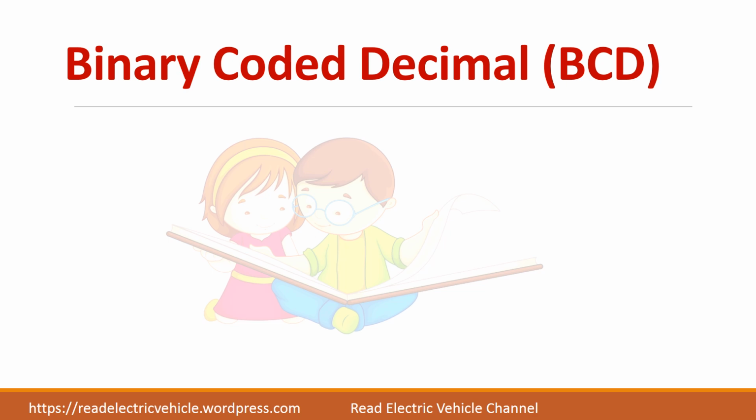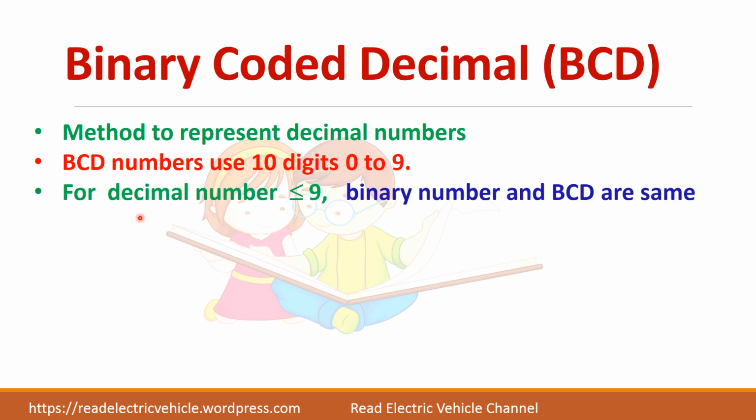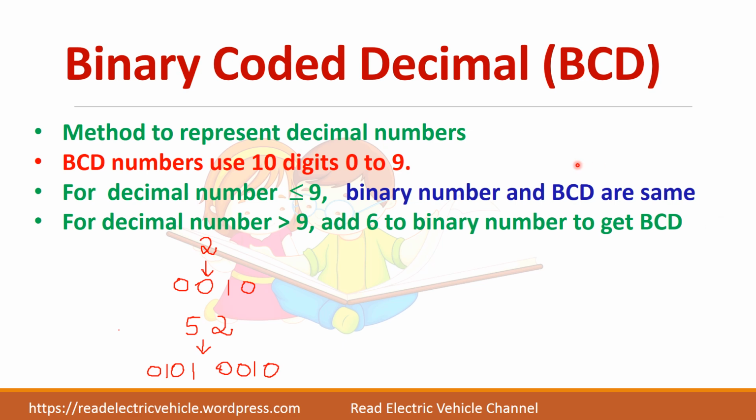What is a binary coded decimal number or BCD number? It is actually a method to represent the decimal number. So we know decimal numbers range from 0 to 9. BCD also has the numbers from 0 to 9, but the difference is that this decimal number will be represented using binary numbers 0 and 1. For a decimal number less than or equal to 9, both the binary number and BCD are the same. Whereas for a decimal number greater than 9, you have to add 6 to the binary number to get the BCD.